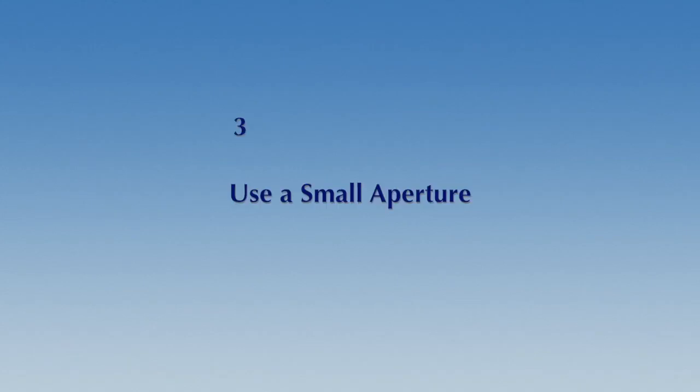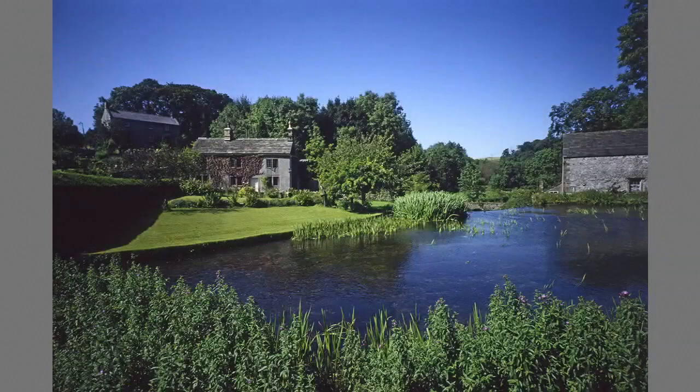3. Use a small aperture. Use a small aperture to get maximum depth of field, putting as much of the scene as possible into focus. There are times when you'll be happy to have an object very close to the camera out of focus, but in general landscapes look better if everything is sharp. f11 will be better than f4.